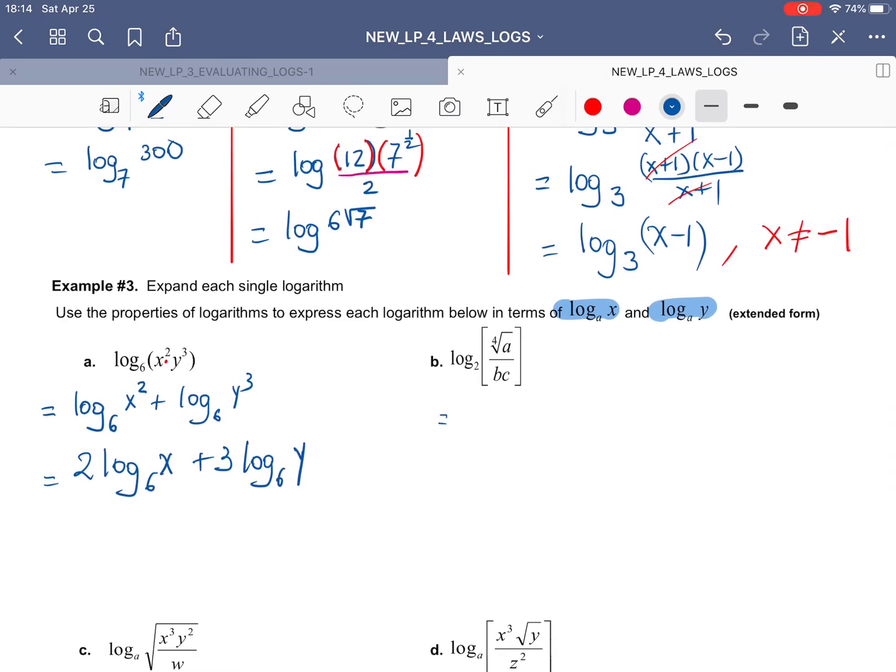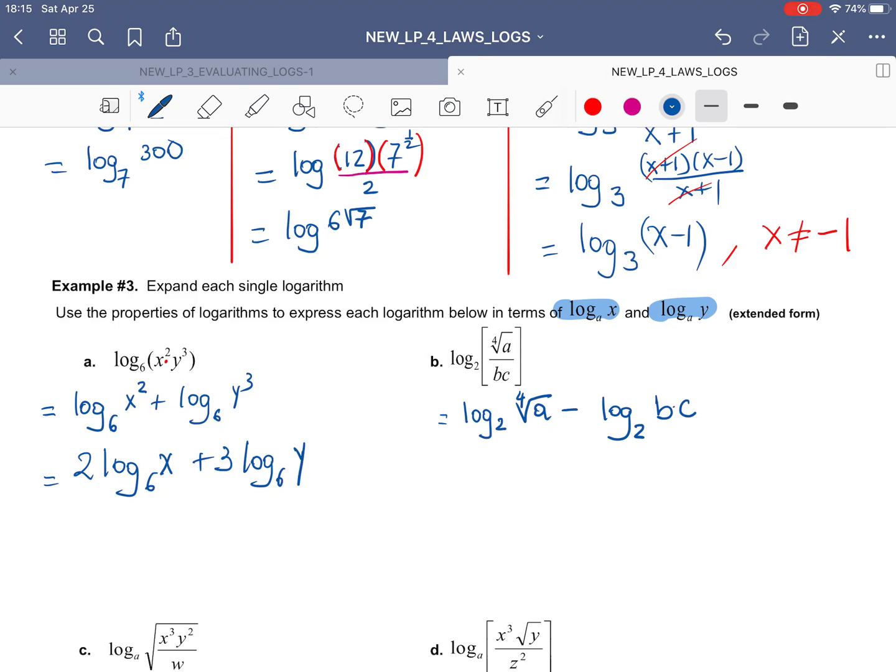Next question. Log with base 2 of the 4th root of a divided by bc. So quite a few things going on here. We have division, we have this product, we have a power. So we're going to break this down slowly. So we have log with base 2 of the fourth root of a, and then minus log with base 2 of bc.